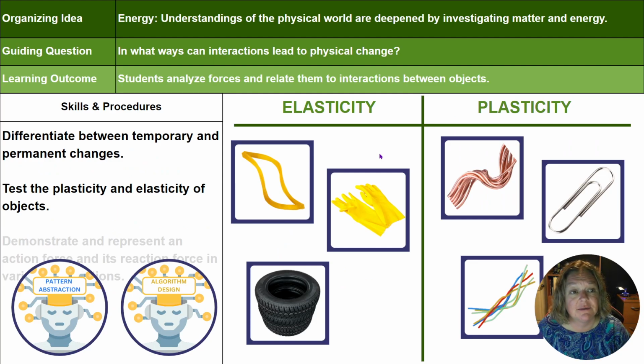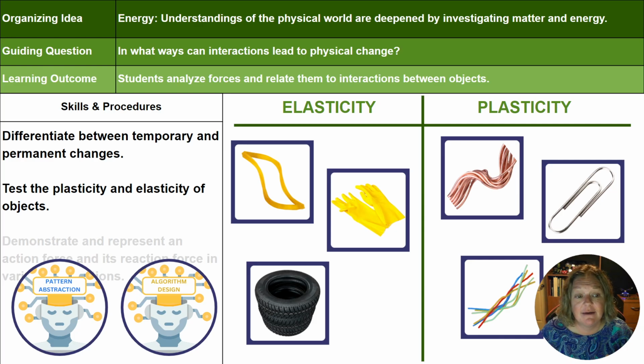Working into some more of these skills and procedures, these are some pretty black and white concepts. We're looking at temporary and permanent changes, or I've put elasticity and plasticity here on the slide for this presentation, but with either of these skills we could be working through pattern abstraction and algorithm design. What defines elasticity? Can you come up with a rule? Could we write an if-then statement that would help anyone understand what elasticity means?